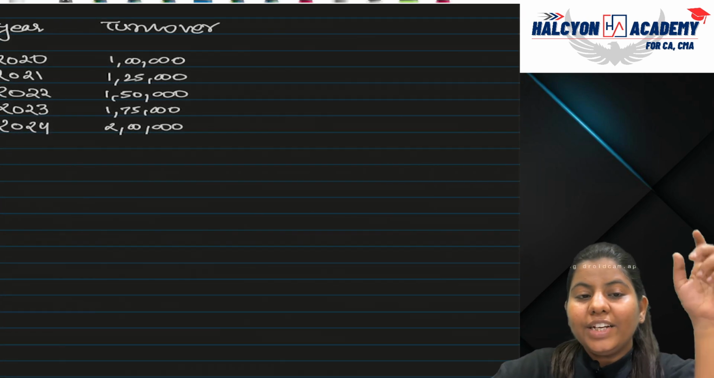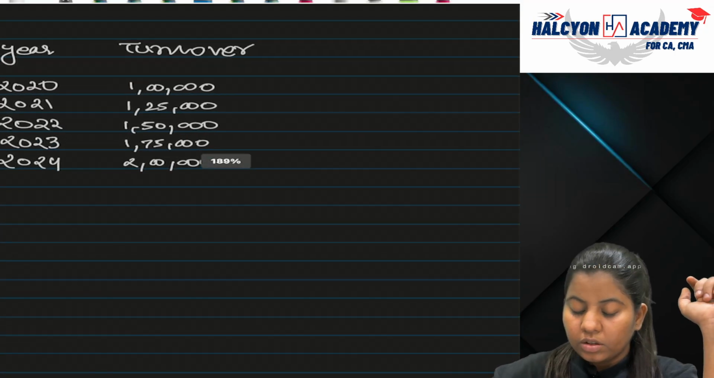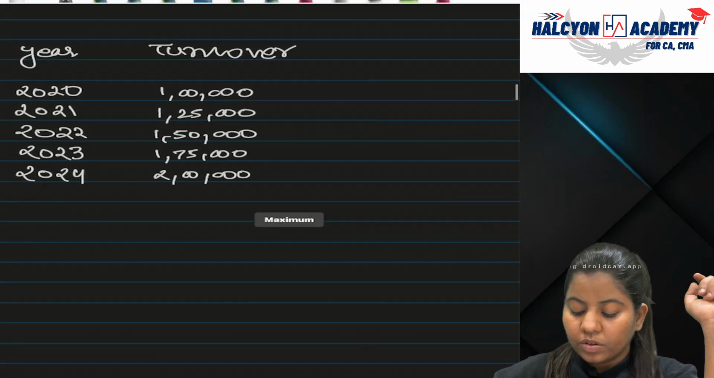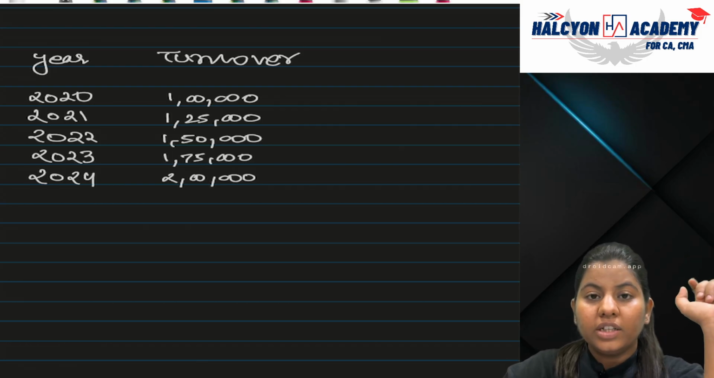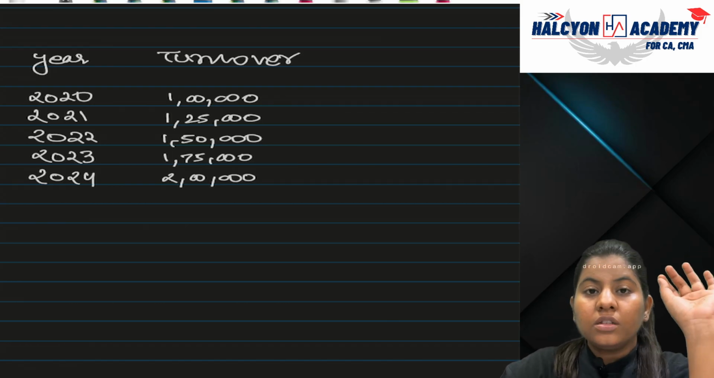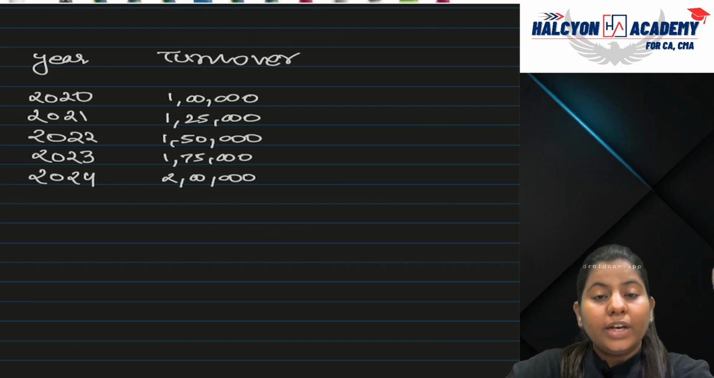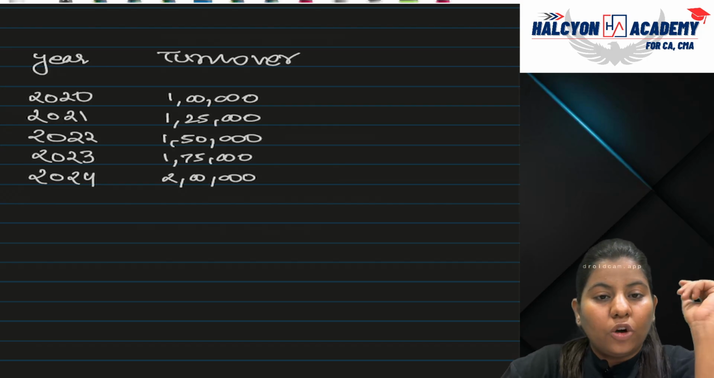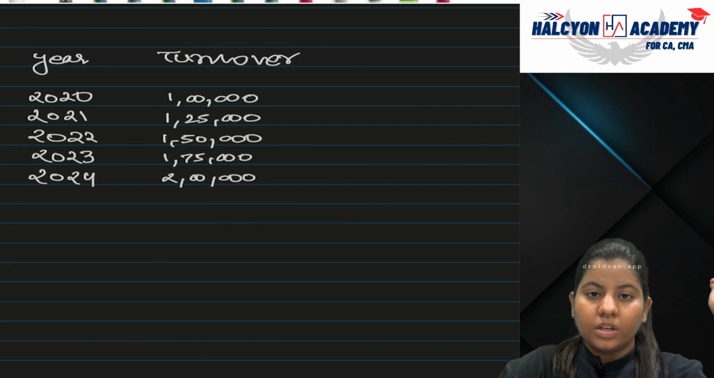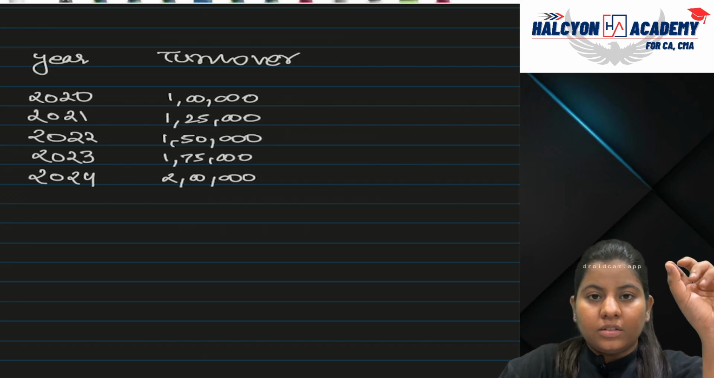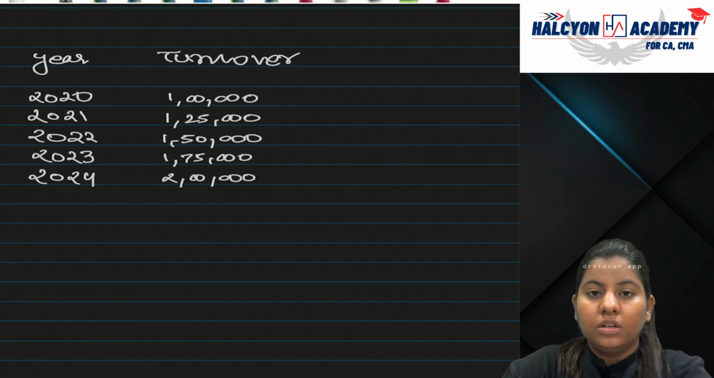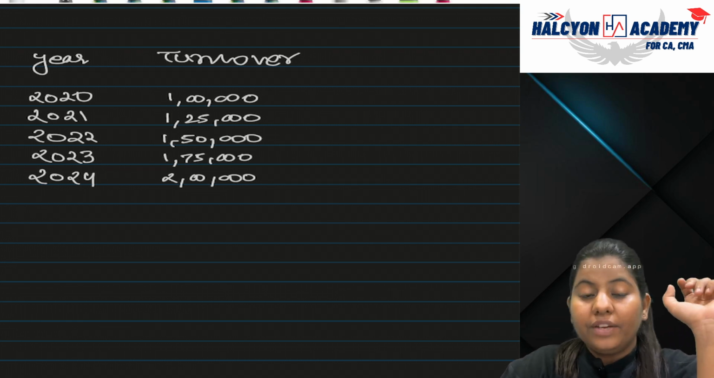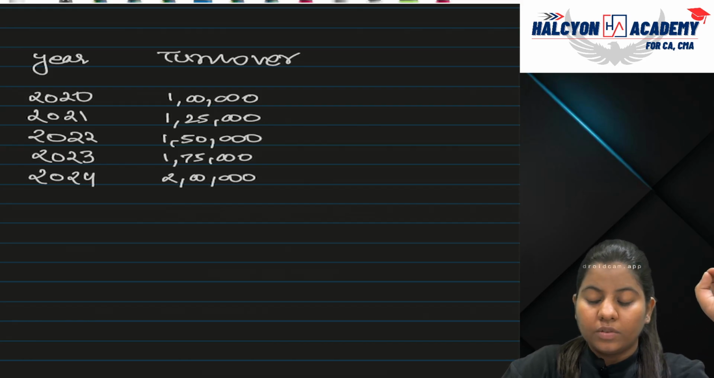So can you see any trend here? Obviously, there is an upward trend. The turnover is growing year by year. So here also we have to find out the percentage of growth in each year. So on the time basis, if we want to find out how much one particular element is growing, then we use trend analysis.